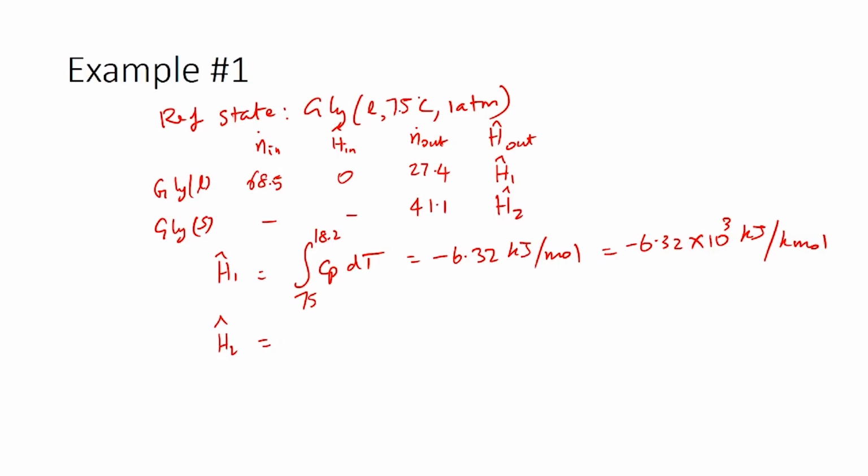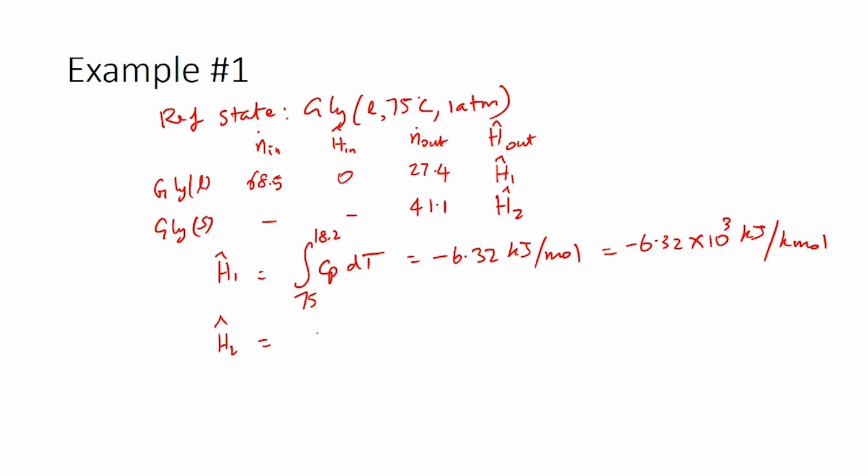The process is liquid glycerol at 75 degree Celsius and 1 atmosphere forming solid glycerol at 18.2 degree Celsius and 1 atmosphere. So this would involve first the cooling of the liquid from 75 degree Celsius to 18.2 degree Celsius, and then the solidification of the liquid glycerol at 18.2 degree Celsius to form the solid glycerol.